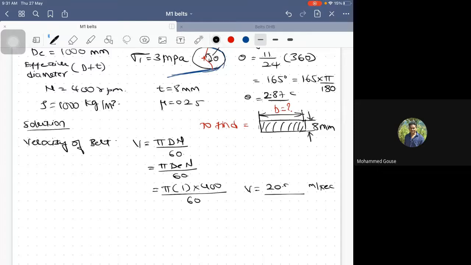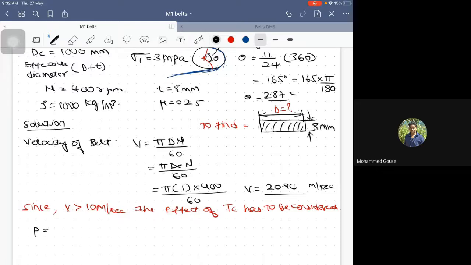Okay. For this particular velocity, should we consider the centrifugal tension? Yes. So just write the sentence: since V is greater than 10 meters per second, the effect of TC has to be considered. Okay. Once you write the sentence, pick the same formula again.